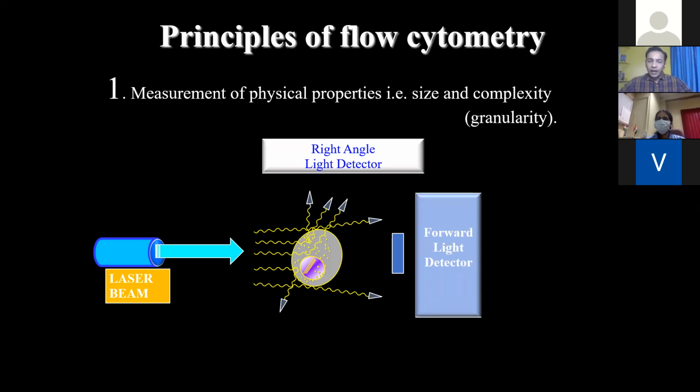The second thing is the granularity, which is present inside the cell. Is my pointer visible to everyone?